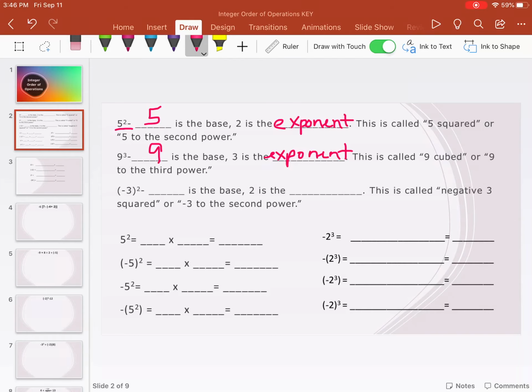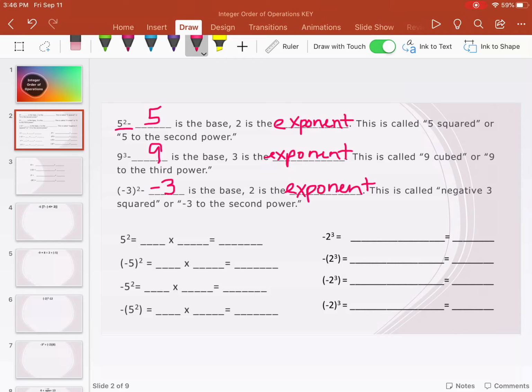All right, in this next one, we have a negative. So notice the exponent 2 is like touching. We like to say kissing. It's kissing the parentheses. So everything that's inside the parentheses, that's the base. So our base is actually a negative 3. And again, 2 is the exponent. We can say this as negative 3 squared or negative 3 to the second power.